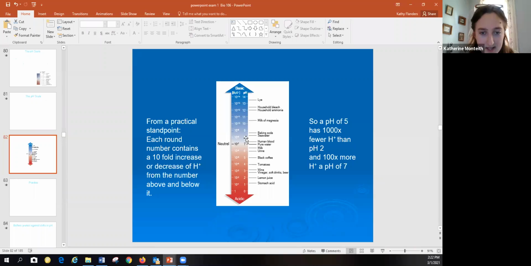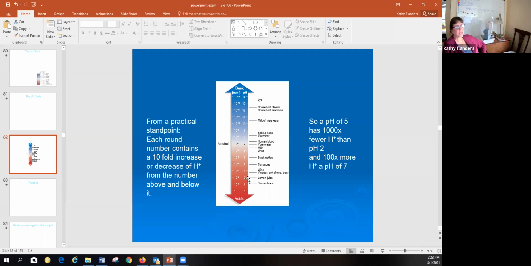Is that the case as well with acidic? Yep. So let's look at pH 2. pH 2 has 10 times less hydrogen ions than pH 1, and it has 10 times more hydrogen ions than pH 3. So does pH 3 have 100 times fewer than pH 1? Yes, 100 times less than 1.